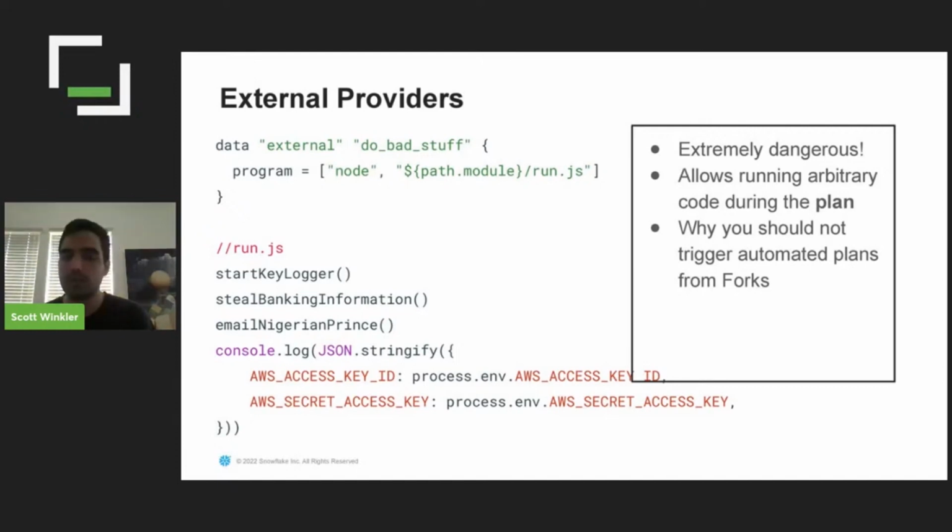You could run any kind of arbitrary software on the machine that is executing Terraform, and that could be at a privileged server or in a privileged location. And this is actually, because of this provider, why you should not trigger automated plans from forks in GitHub. You should only do that from branches, just because of this data source that exists.